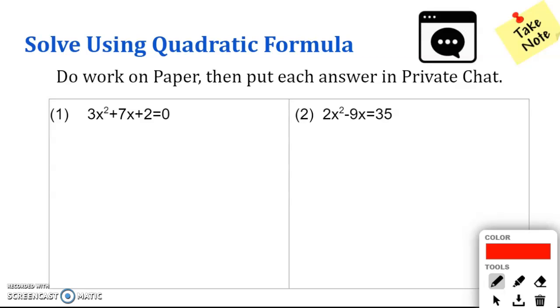This is the third lesson recording for IM2, February 25th, 2021. You were supposed to solve these two quadratic equations using the quadratic formula. So here we go.